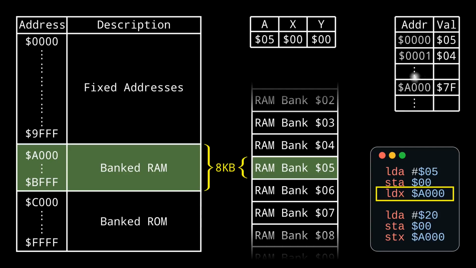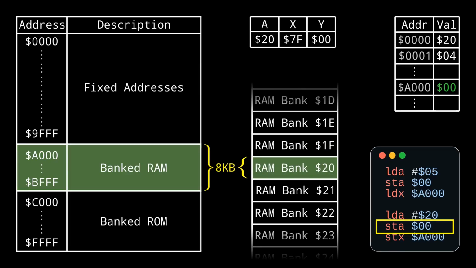Next, we load the value from memory address A1000 hex into the X register, which just happens to be 7F hex in this example. Now we load the number 20 hex into the A register. Then we store the contents of the A register into memory address 0. This switches the active RAM bank to bank 20 hex. Note that the value shown to be in A1000 has changed, as that whole region of address space points to RAM bank 20 now instead of bank 5. And finally, we store the value from the X register into memory address A1000.